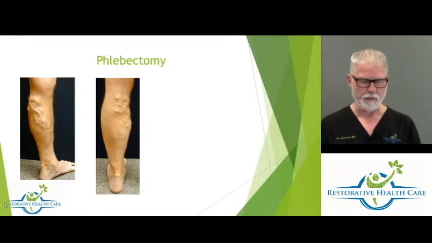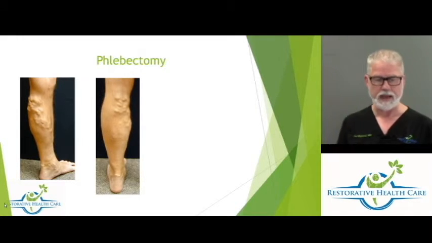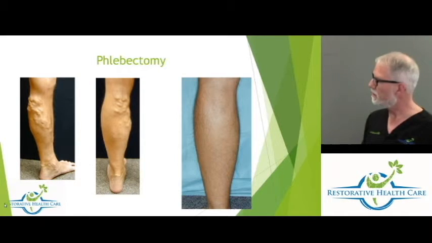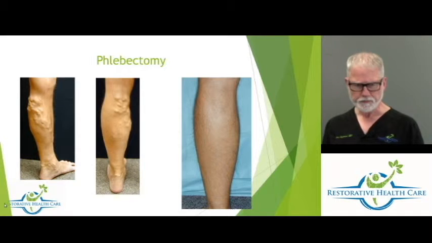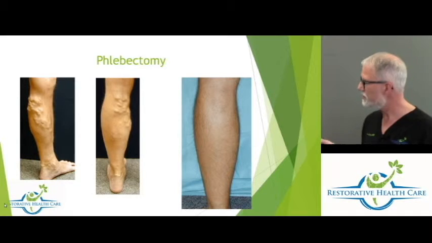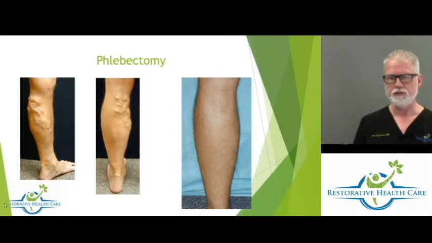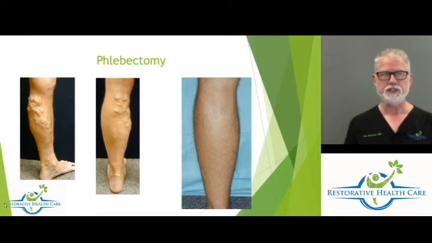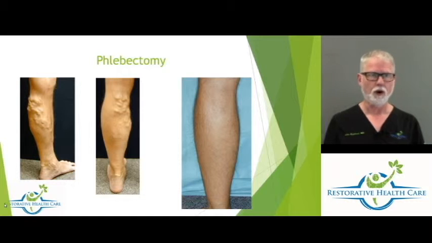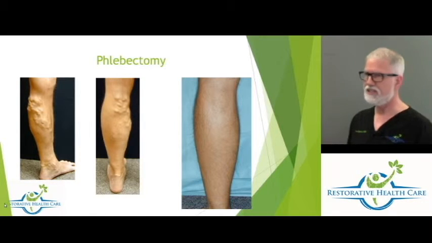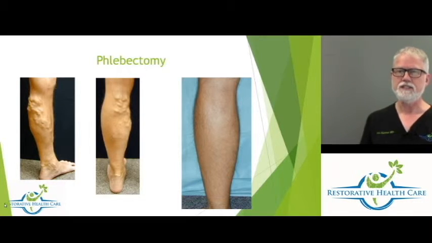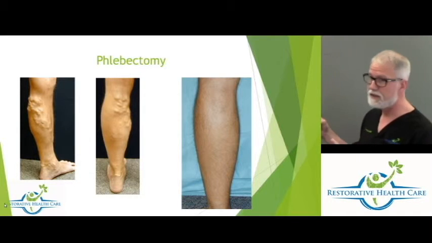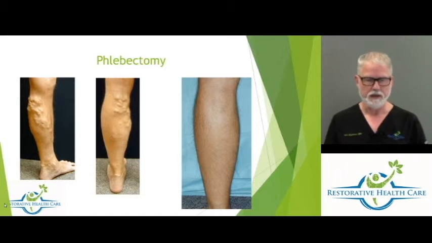Here's an example of a gentleman with these big bulging veins on the back of his calf. After the phlebectomy procedure, this is a couple of weeks later. You can't even hardly see the small incisions that we made to pull those veins out. We don't even put stitches in them. They're so small, they just scab over, heal up, and then go away. So at 6 months, if anything, you might see a few little freckles, but that's really about it. So it's very cosmetic from that standpoint.